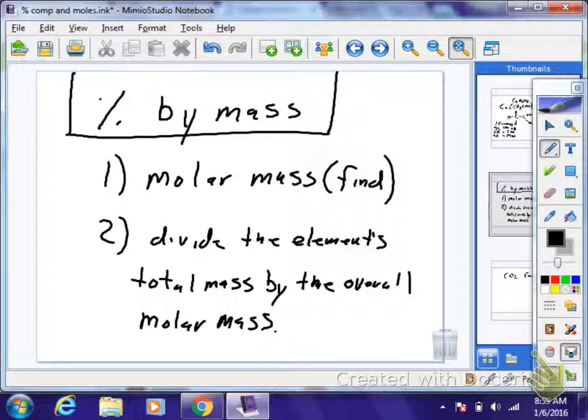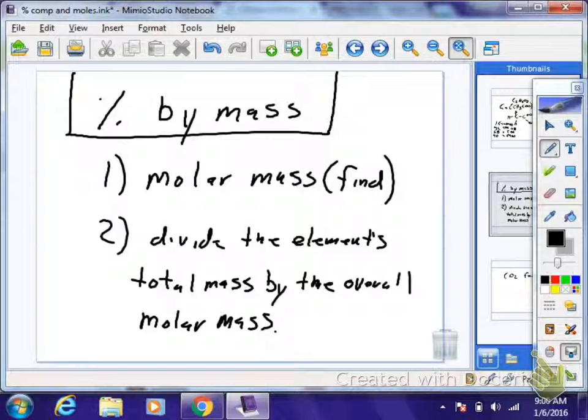When you find the percent by mass, you have to find the total weight. So you have to find the molar mass. And once you find the molar mass, you're going to have to divide the element's total mass, whatever it totals up to be, its individual weight, by the overall weight of the whole compound, or the molar mass. Simple. Okay? So you do the step like we did today, then divide by the total. That finds their percent. Any questions you have on that?